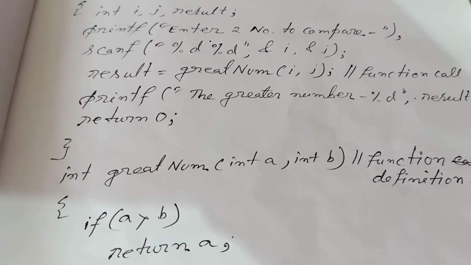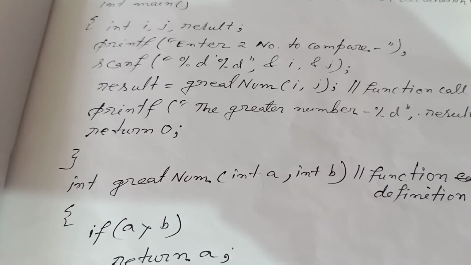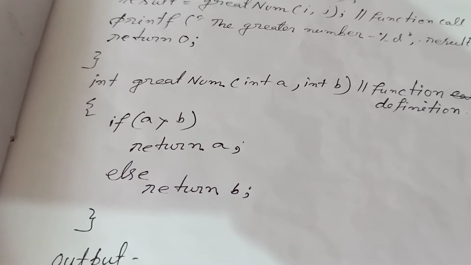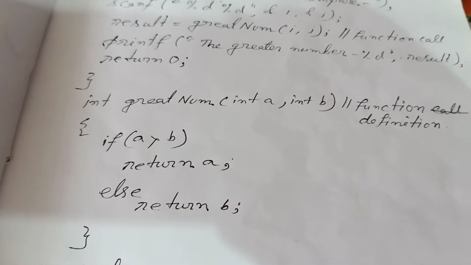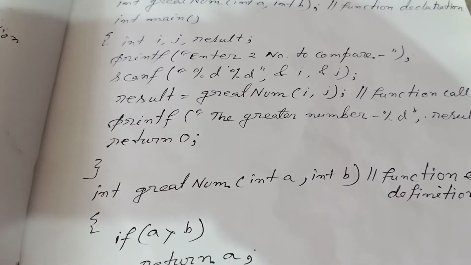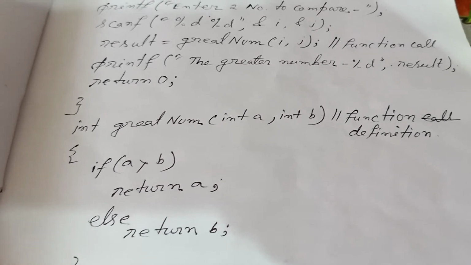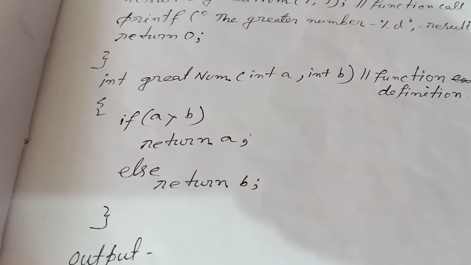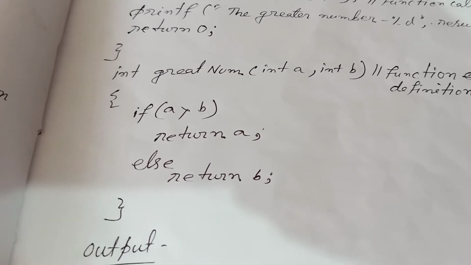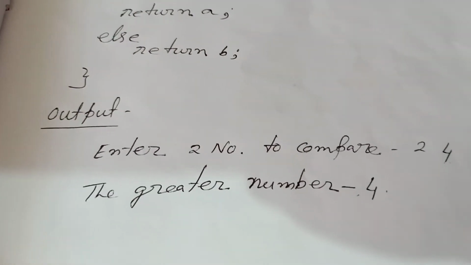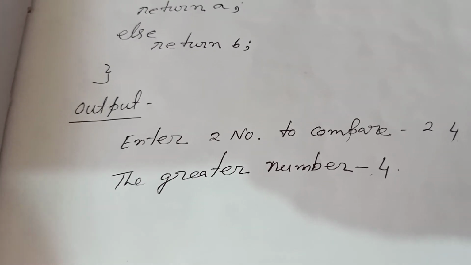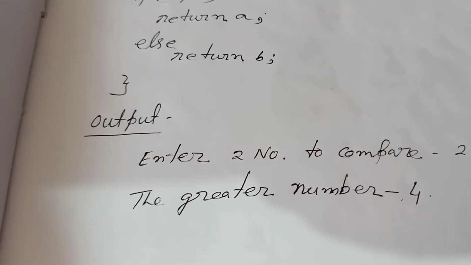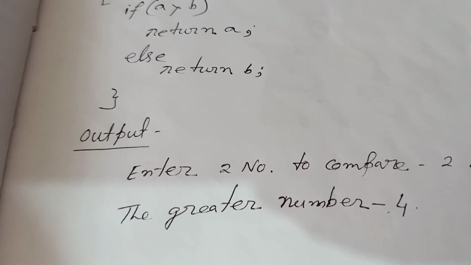Because within the result we are calling the user-defined function. Now define the user-defined function, int greatNum, the arguments int a, int b. It is the function definition. If a is greater than b, then it returns a, else return b. So what would the output be? Enter two numbers to compare, 2 4. So the greater number is obviously 4.